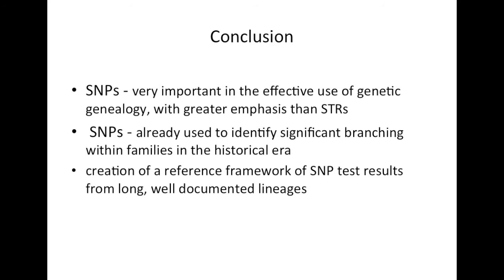So to sum up, I hope I've managed to establish the following points. Firstly, the SNPs are very important in the effective use of genetic genealogy and should be given greater emphasis than STRs. Secondly, that SNPs have already been used to identify significant branching within families in the historical era. And finally, that a major area for the development of genetic genealogy should be the creation of a reference framework of SNP test results from long, well-documented lineages. So, thanks for your attention, and I'll attempt to answer any questions if you have any.